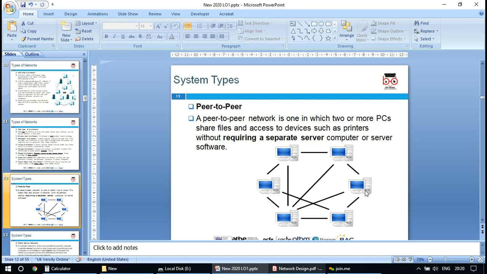Make sense? So, for example, if you have a home computer on a home network and you are directly accessing the printer via your router or the hub, whatever you have, when you give a print job to the printer, basically you are doing a peer-to-peer job, isn't it?